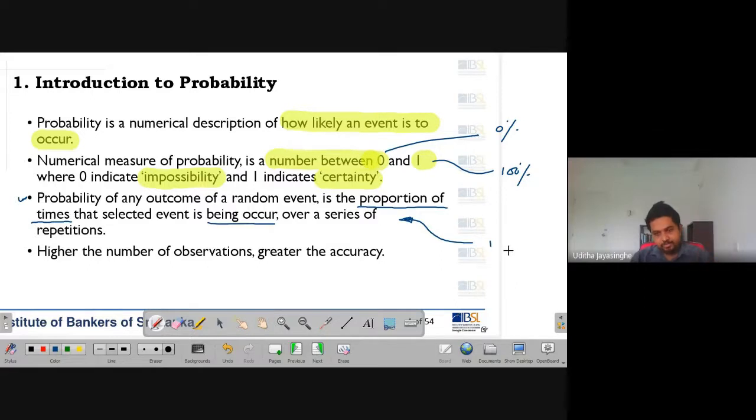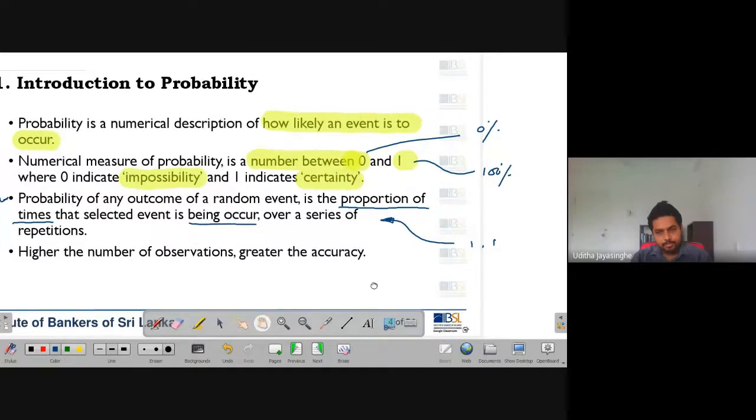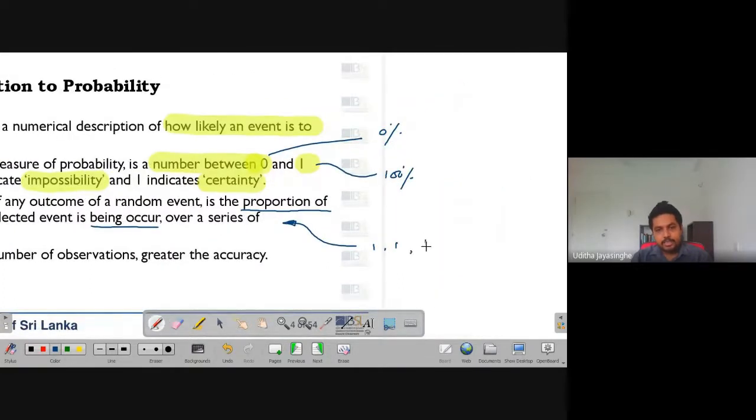I repeat the test. The next time also it happens. Another 1. Repeating the test. Third time it happens. And the fourth time it did not happen. I'm going to denote it as 0. Fifth time it happened. Sixth time it did not happen.